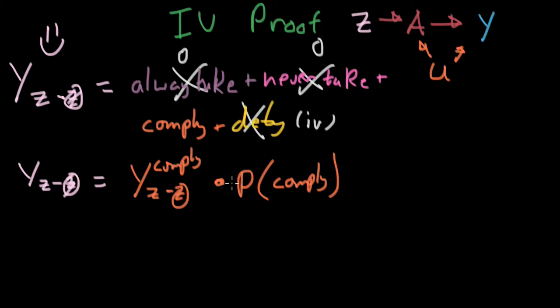I'm going to move the proportion of compliers in the population to the left-hand side. So I'll get Y sub Z, the causal effect of Z on Y, divided by the proportion of compliers, equals something on the right-hand side. Now, I want to mention 2 things here. So once again, we can figure out what the causation of Z on Y is because they are exchangeable by the third assumption that we made.